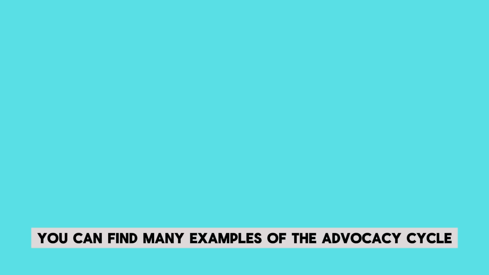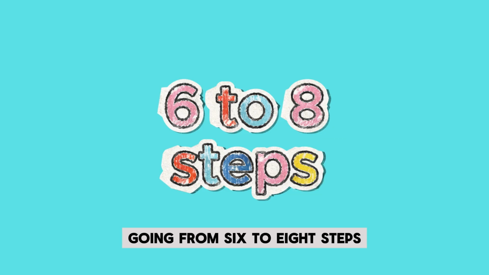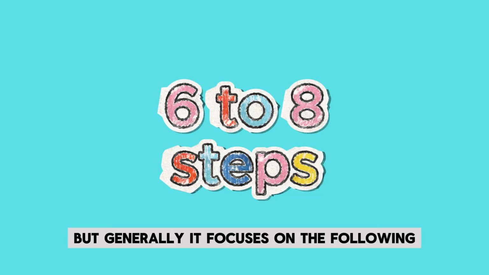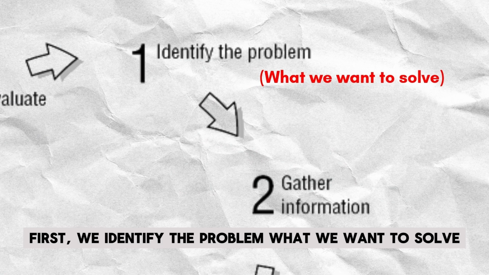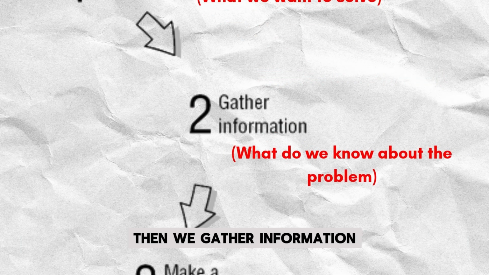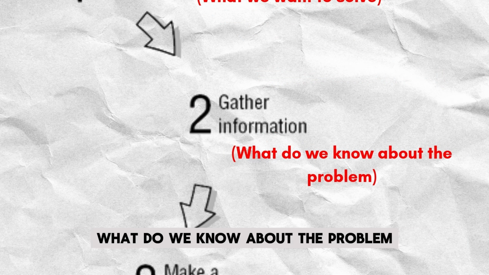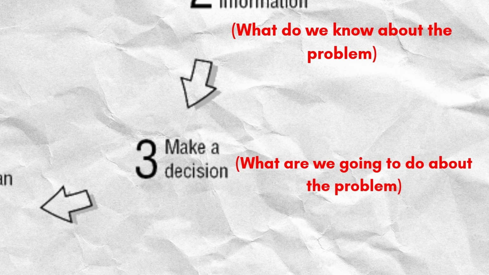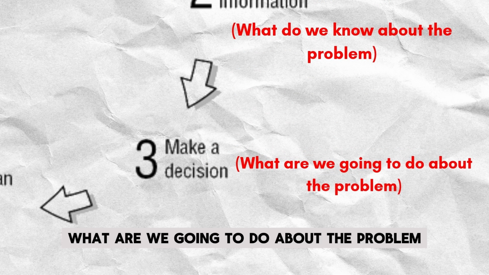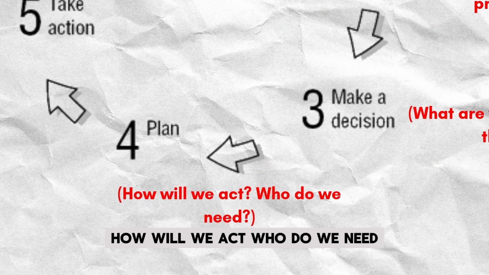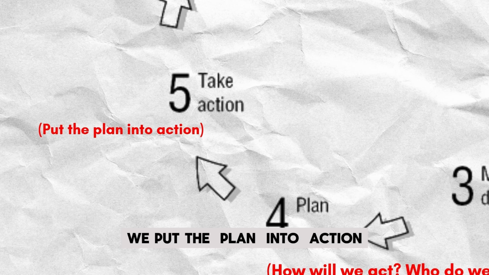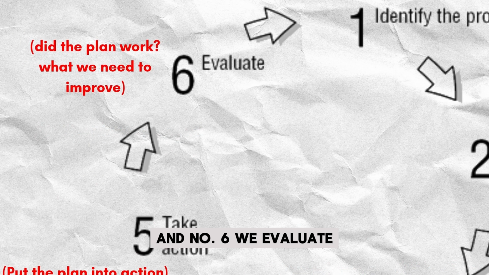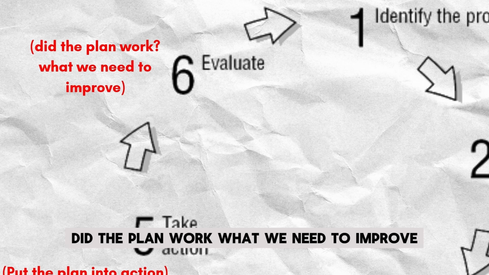You can find many examples of the advocacy cycle going from 6 to 8 steps, but generally, it focuses on the following. First, we identify the problem, what we want to solve. Then we gather information. What do we know about the problem? Then we make a decision. What are we going to do about the problem? Number 4, we plan. How will we act? Who do we need? 5, we take action. We put the plan into action. And number 6, we evaluate. Did the plan work? What do we need to improve?